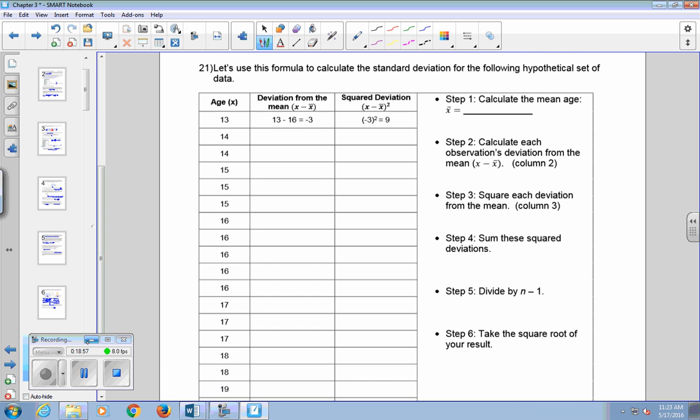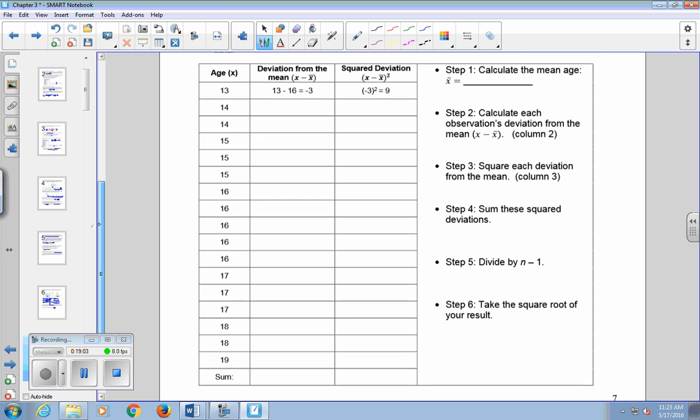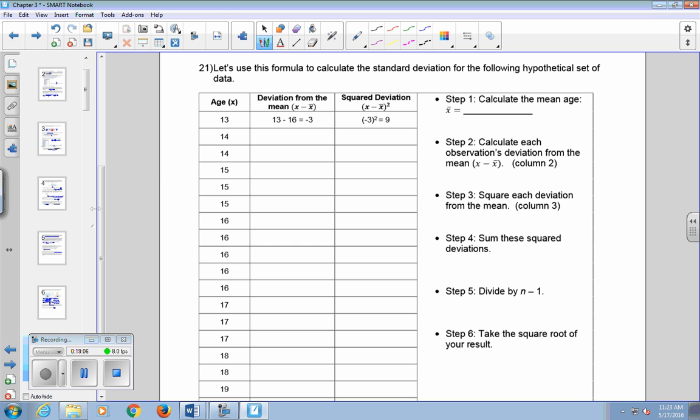Step 1 says to calculate the mean age. If you count up the number of data points we have, our n is equal to 17. You can pause the video for a second and go ahead and calculate your mean age. To calculate the mean age, you should have added up all the ages and divided by 17, and your mean, x bar, would equal 16.